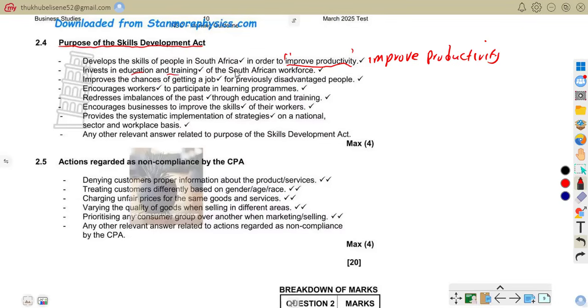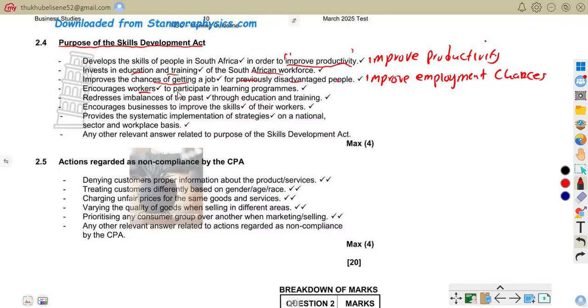Invest in education and training of the South African workforce. So here we're talking about investing in education and training, for example workplace learnerships. Improve chances of getting a job for previously disadvantaged people. So it improves employment chances, for example youth skills programs. If you come up with programs that improve the skills of the youth, that youth will be able to access jobs.